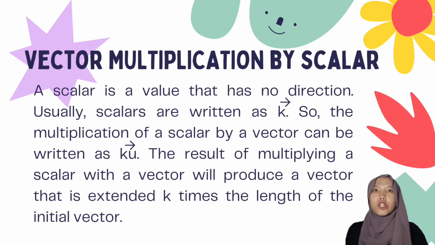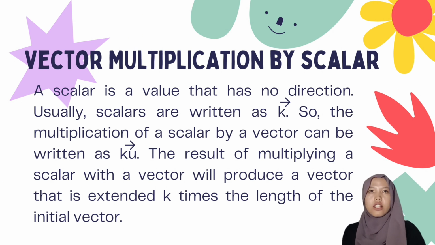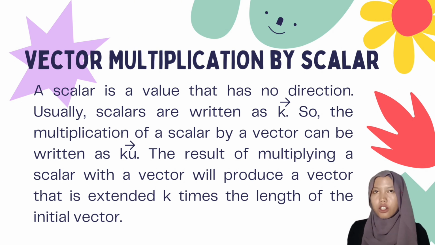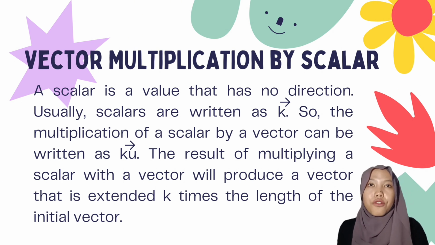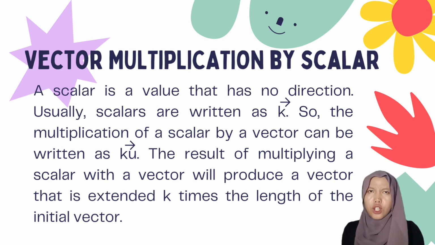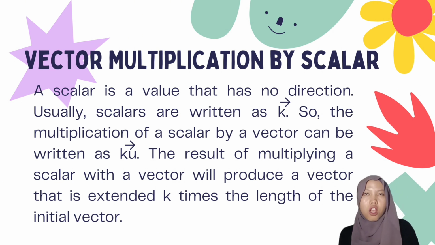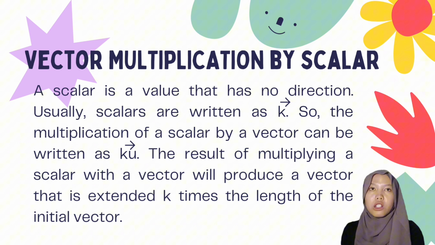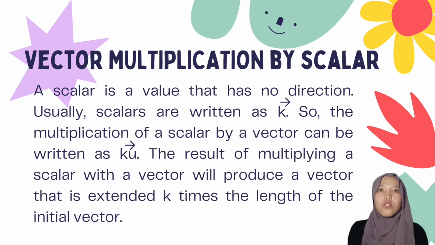Okay, next is vector multiplication. First, I will tell you about vector multiplication by scalar. A scalar is a value that has no direction. Usually, scalars are written as k, so the multiplication of a scalar by a vector can be written as ku. The result of multiplying a scalar with a vector will produce a vector that is extended k times the length of the initial vector.